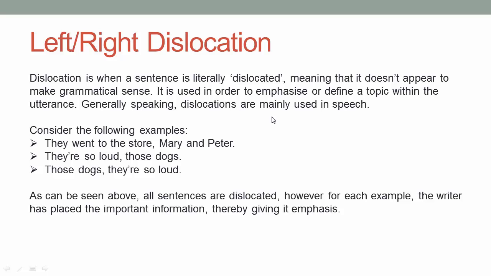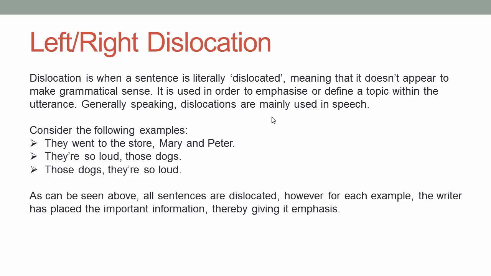Next, we're going to look at left and right dislocation. So dislocation is when a sentence is literally dislocated, meaning that it doesn't appear to make grammatical sense. It is used in order to emphasize or define a topic within the utterance. So generally speaking, dislocations are mainly used in speech.